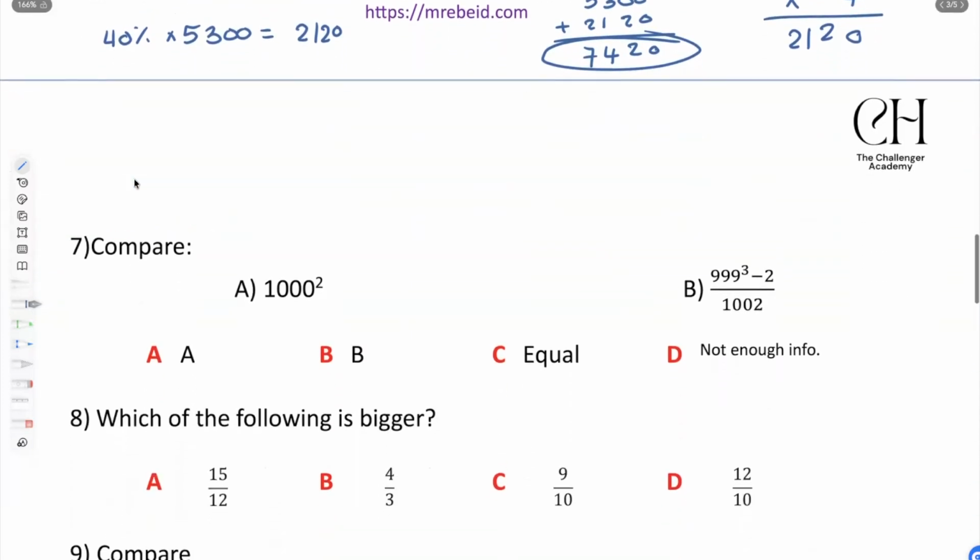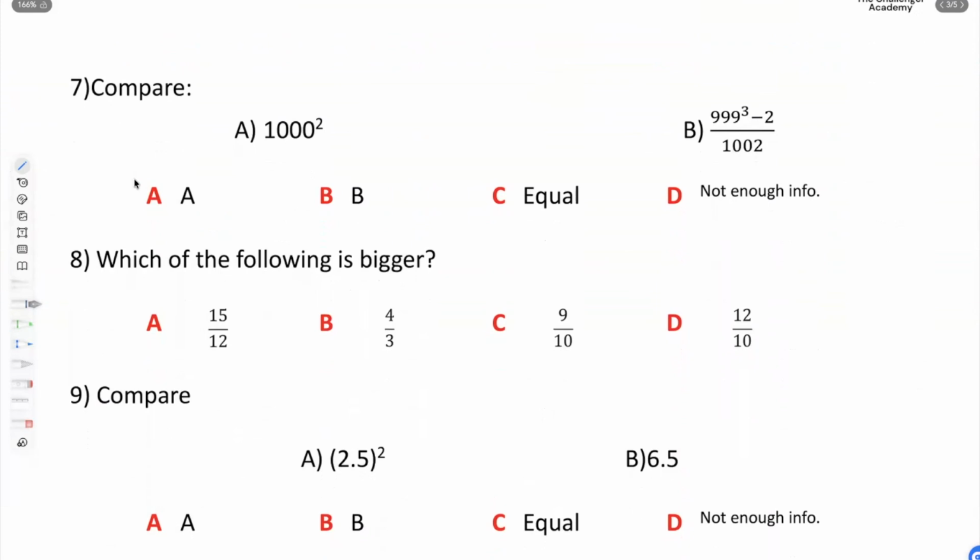Let's move to question 7. Compare between 1,000 squared and 999 raised to the power of 3 minus 2 over 1,002. If you have a question like this, if you have 3 over 4 and a half, which is greater, you'll multiply 2 times 3, which is 6, and 4 times 1, which equals 4. 6 is greater than 4, so this fraction is greater. We'll apply this method in this question.